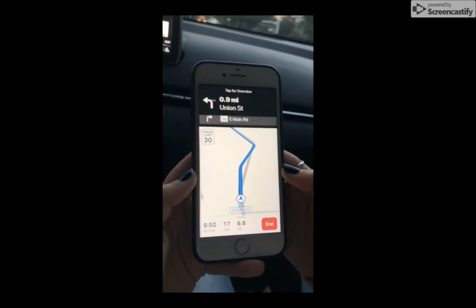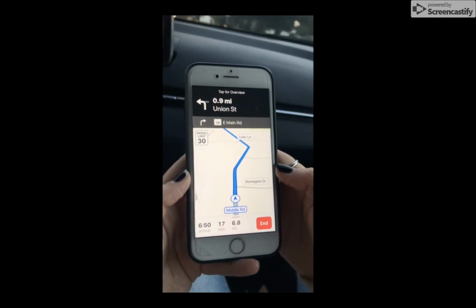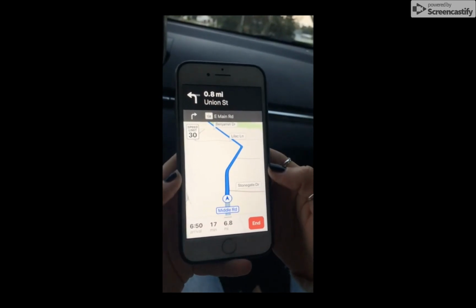Starting route to Newport. In 3/4 of a mile, turn left onto Union Street.